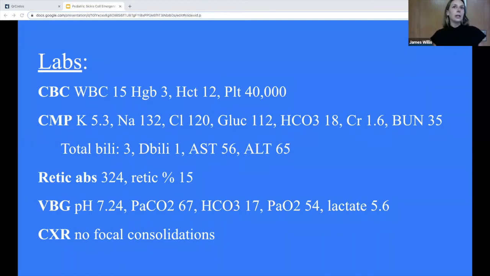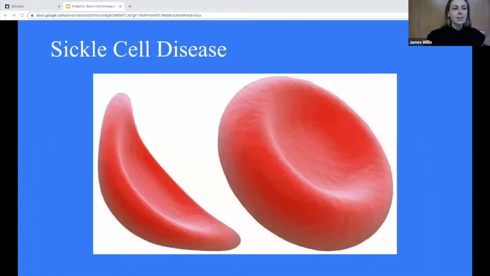So does anybody know what this patient is presenting with based on physical exam, labs, and just from what you know of sickle cell? Splenomegaly, low hemoglobin, anybody? Yeah, sequestration. So we'll get back to that.